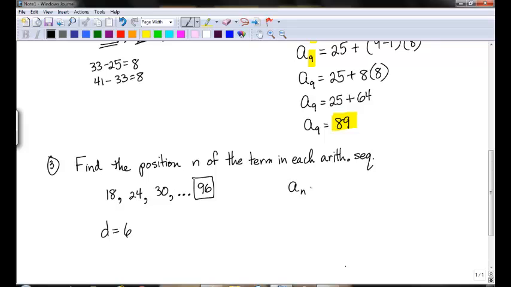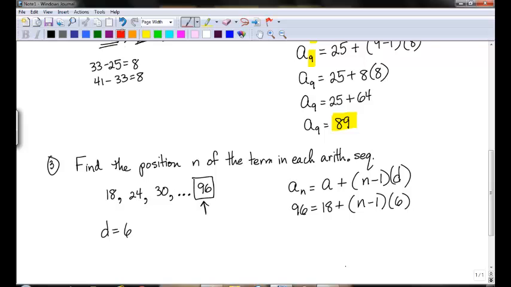Okay, write the formula down. Every time you write it, that helps you memorize that formula, because you're going to have several that you need to memorize. A sub n equals A plus n minus 1 times D. And I would put that D in parentheses. So A sub n is the nth term or the last term. We know the last term. We know the first term. What we don't know is n. And we know the common difference is 6. Okay? And now you solve.